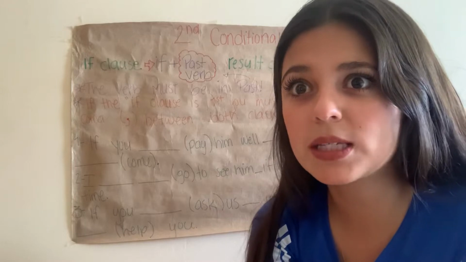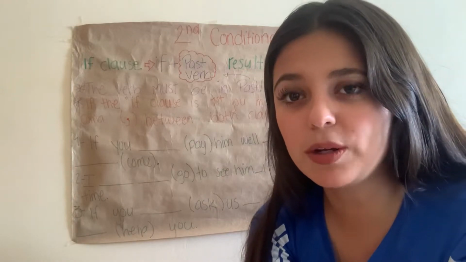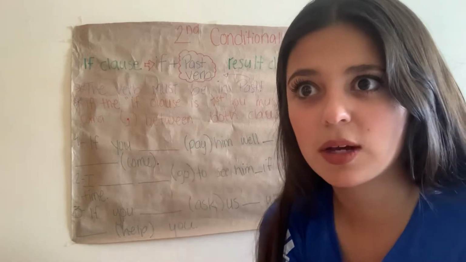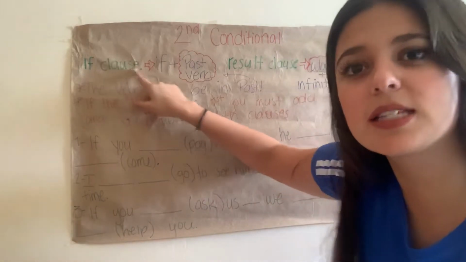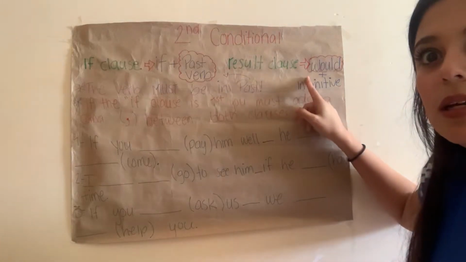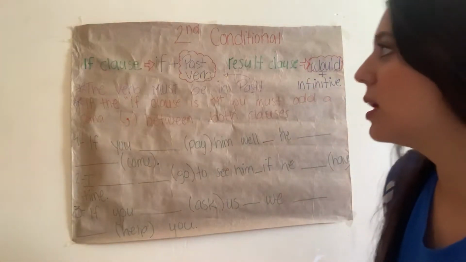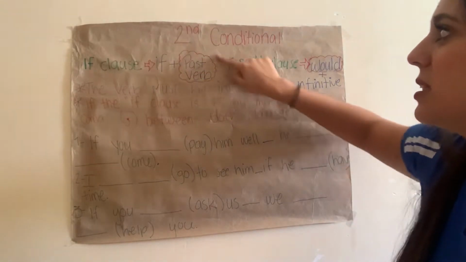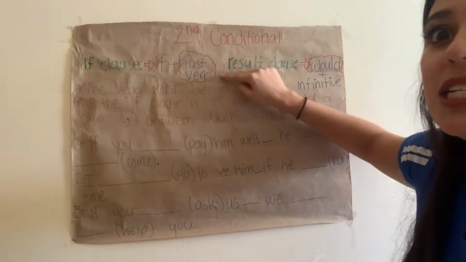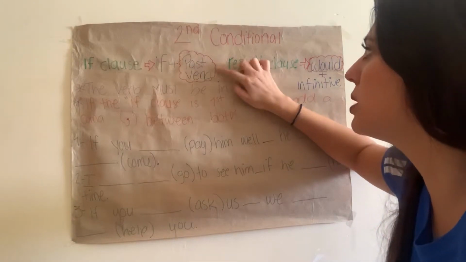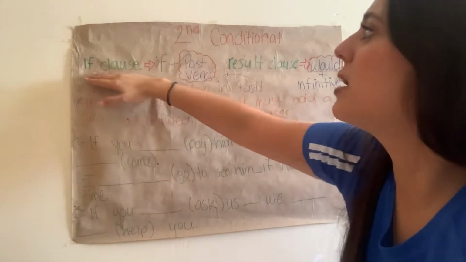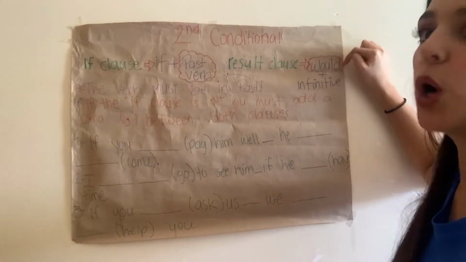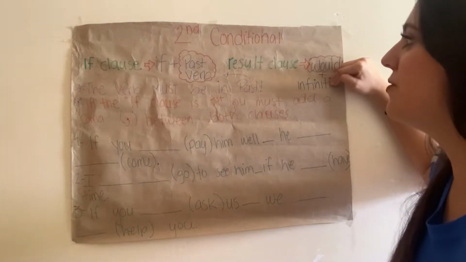Something very important. To build a sentence in second conditional, we need two clauses: the if clause and the result clause. The if clause is the if plus the verb in past. This is super important, that's why I put it in red. Then, after the if clause, we have the result clause. We use the word would plus the infinitive.